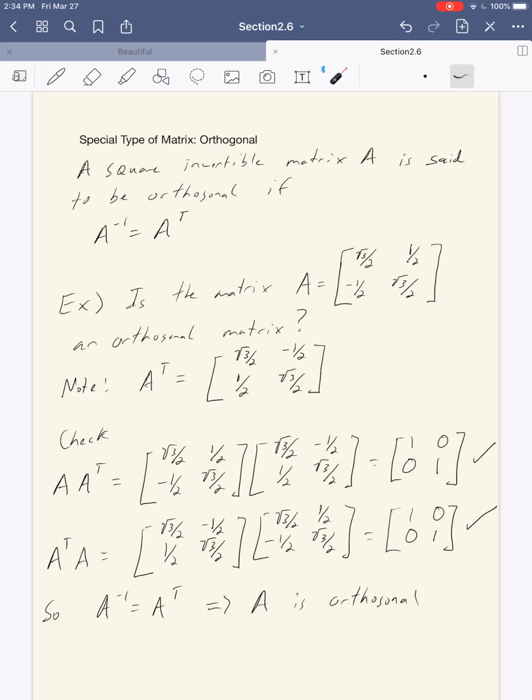These are ones whose transpose matches their inverse. All right. We've got one more major property to talk about for the inverse, and it actually relates to this check that we did here.